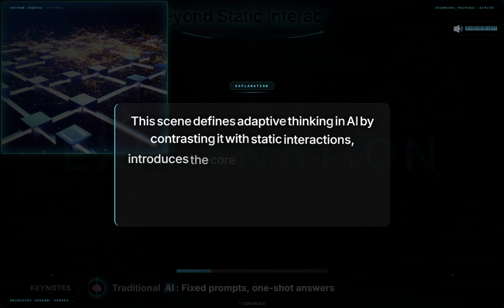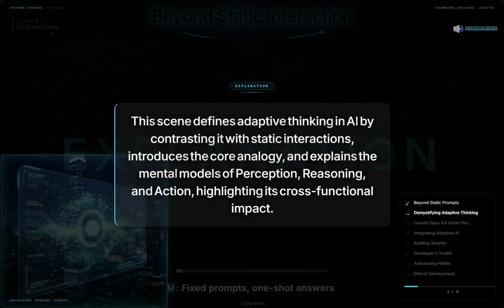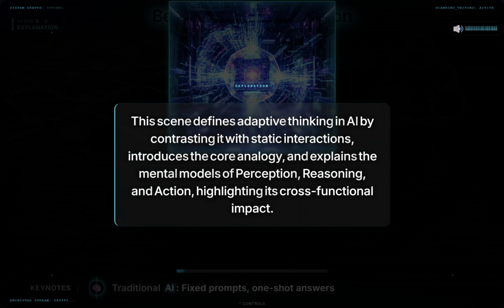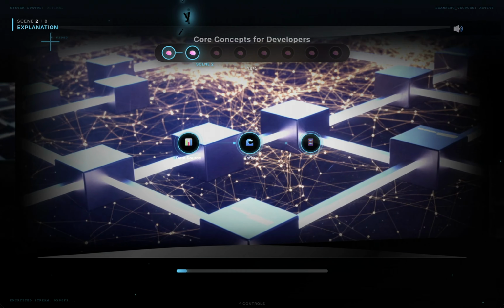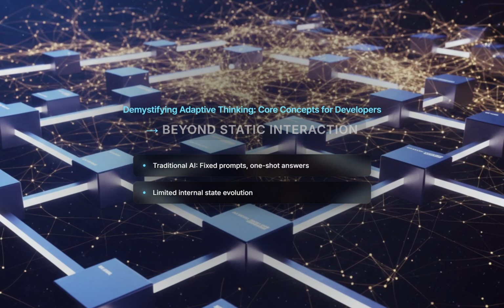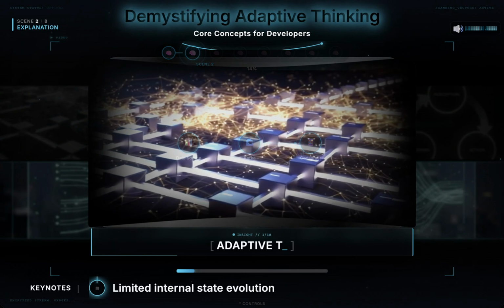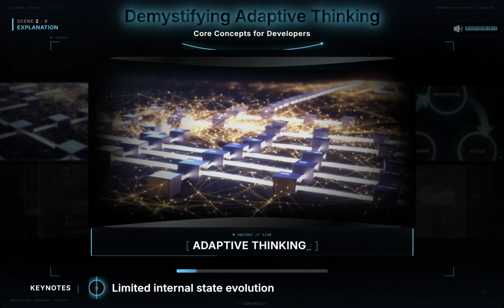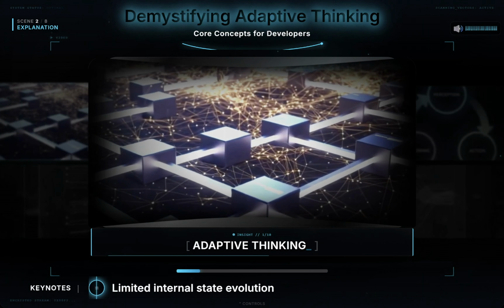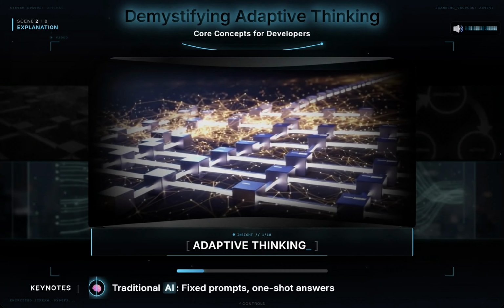Before we dive deep into Claude Opus 4.6, let's really nail down what adaptive thinking actually means in AI. It's easy to confuse it with just being smart, but there's a crucial distinction. Think about traditional prompt engineering. You craft a perfect prompt, the AI gives an answer, and then maybe you refine that prompt for another go. It's often a series of independent interactions, or at best, a conversation where the AI's internal state doesn't fundamentally shift beyond its immediate context window.